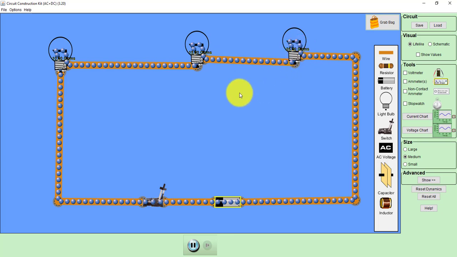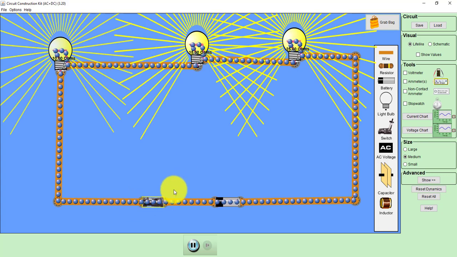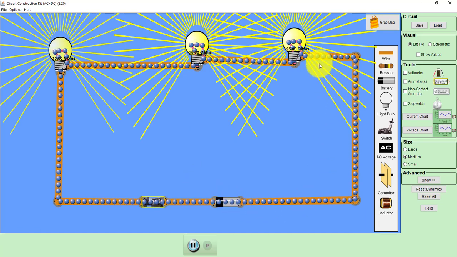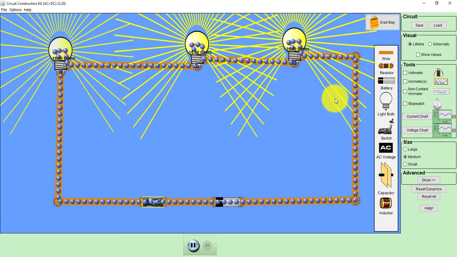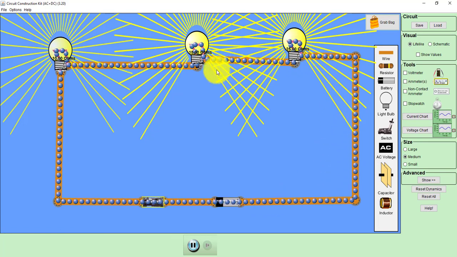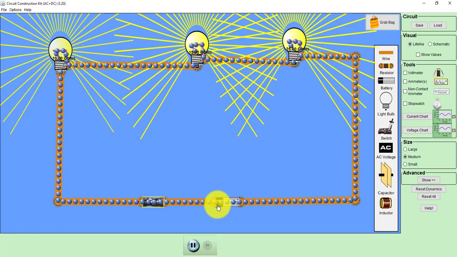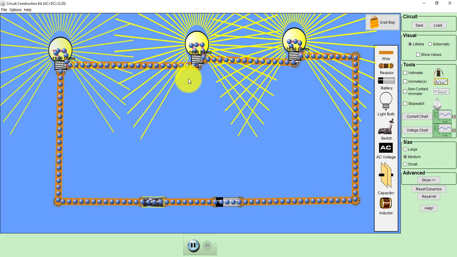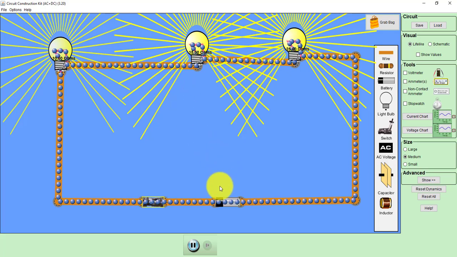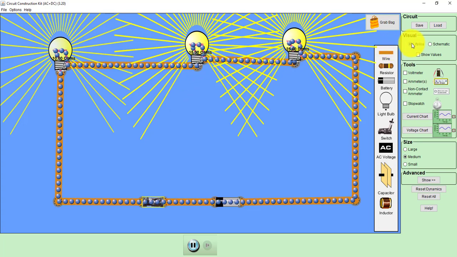Now we will close this switch. As you can observe, as soon as I close this switch, electrons start flowing in this direction. There is only one path for the flow of current because these are connected in series. Electrons are flowing in the anti-clockwise direction, so the conventional current we assume to be flowing in the clockwise direction. This is the lifelike representation.